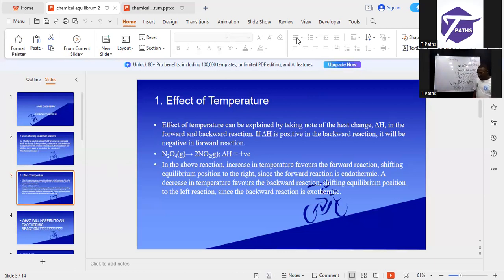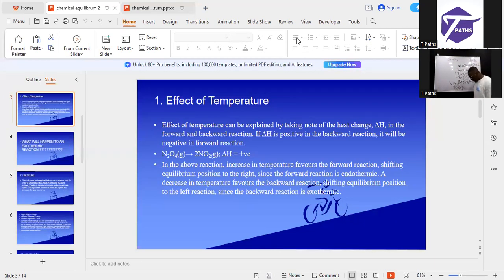So let's consider that system first. We need to understand something about it. If you look at the question there, let's pick one of those things: N2O4 gas giving us 2NO2. And we're told that delta H is positive. Please understand this very well. Please follow me and listen attentively. I want to bring out something from this today.